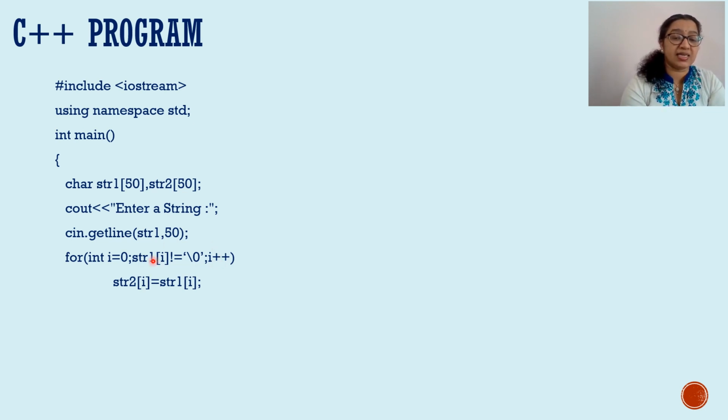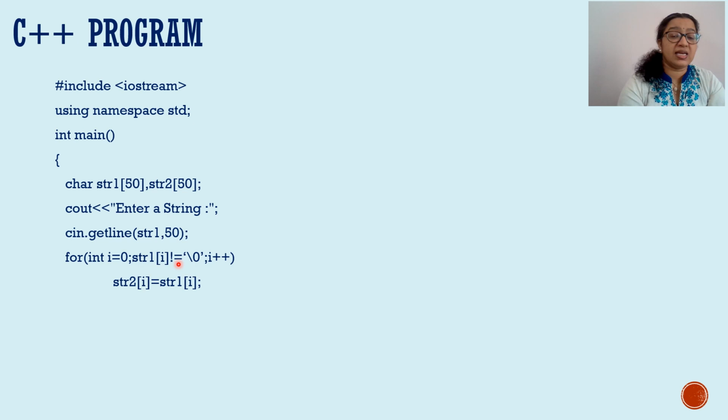Then again we check, is that letter equal to \0 or not? If it is not equal to \0, copy that letter to str2. So str2 of 1 is equal to str1 of 1. Like that we can copy all the letters of str1 to str2. If str1 is at the \0 position, the loop will end there. So we are executing the loop till it reaches that \0.